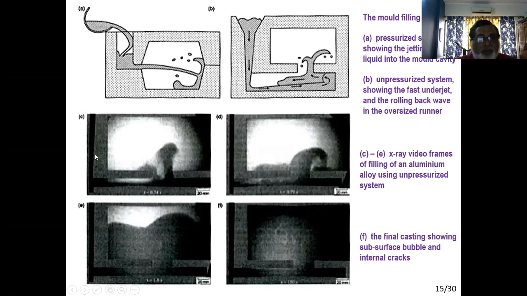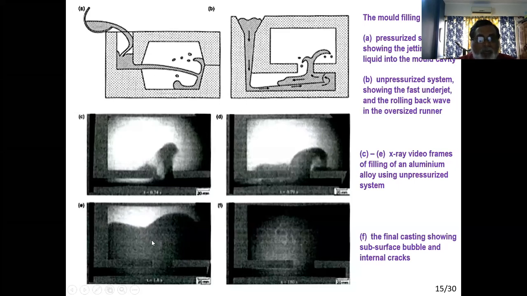So this is the sprue. It's a thin sprue base, and it is a runner. Liquid metal is flowing, hits the far end wall, rolls back, and then goes up into the mold cavity. There is a fountaining effect, not much, and then it rolls back again and starts filling the mold cavity.